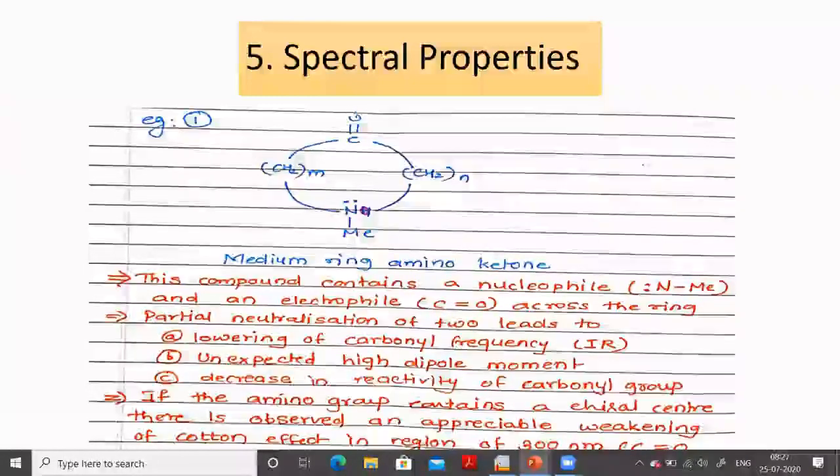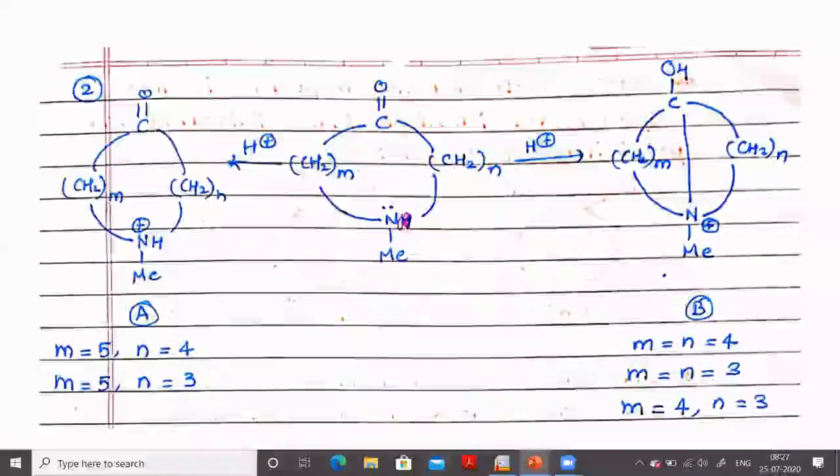These are the spectral changes compared to the regular spectra. If I have a normal spectrum for the medium size ring with no transannular interaction, this carbonyl is expected to show the regular spectral properties. But because of the transannular interaction, there are changes in the spectral property of the compound. So this is the one example I have presented. Look at the second example here.